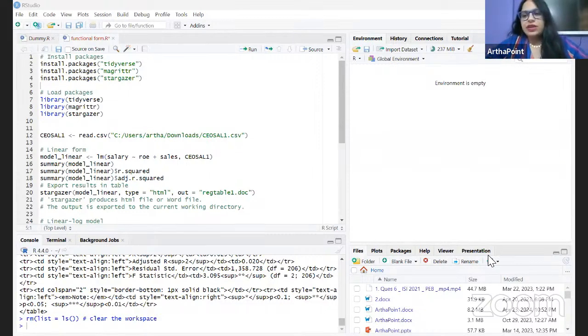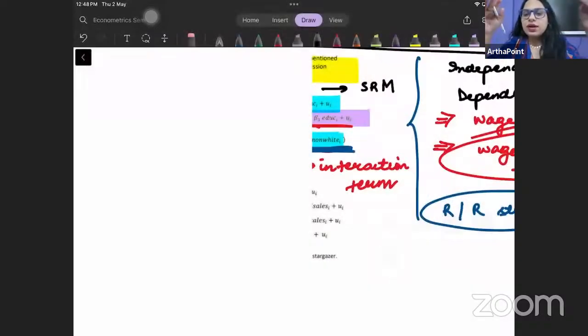Hi, good morning, everyone. So, beta, in today's class, I am going to do another practical session with you. And in this session, we are going to do functional forms using R.